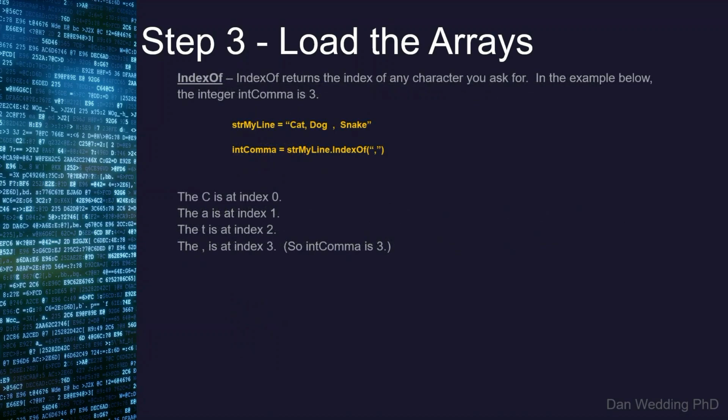Indexof returns the index of any character you ask for. In the example below, the integer int comma is 3. The C is at index 0. The A is at index 1. The T is at index 2. And the comma is at index 3. So int comma is 3.